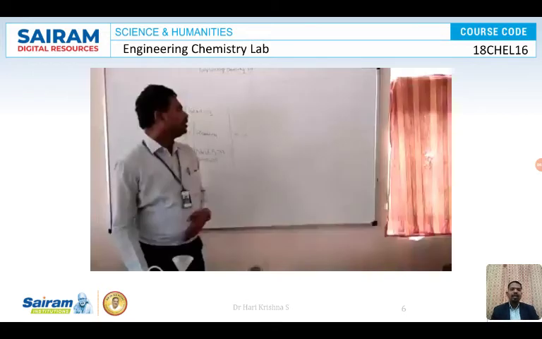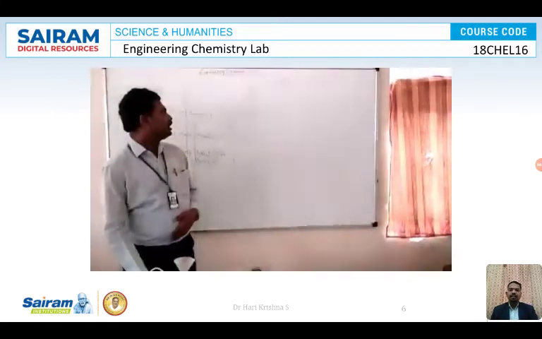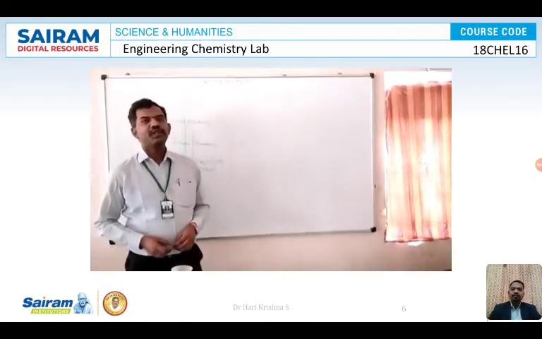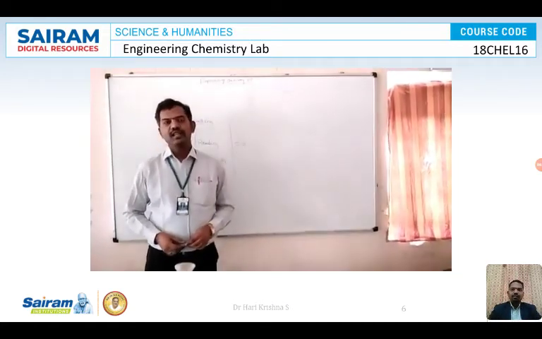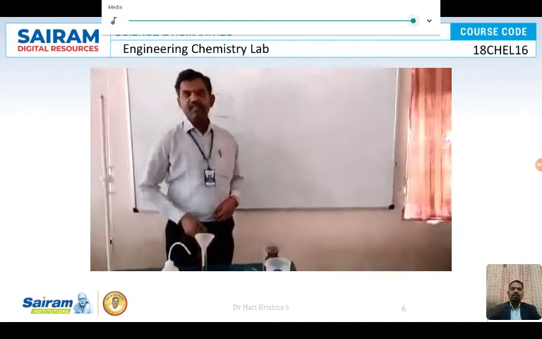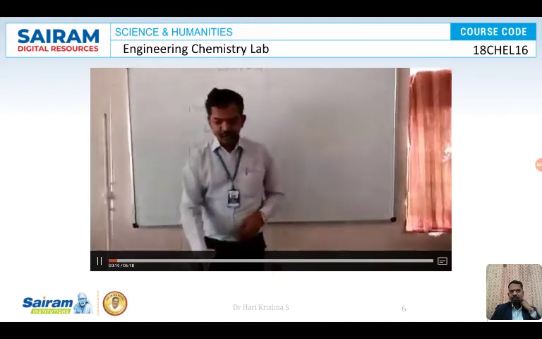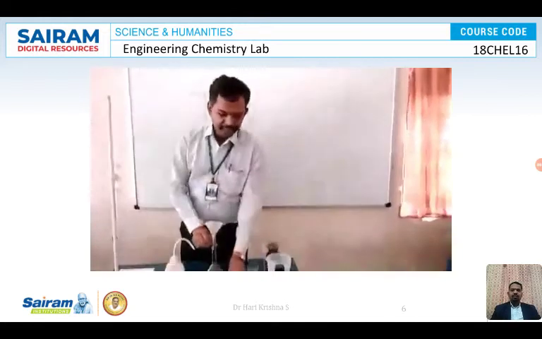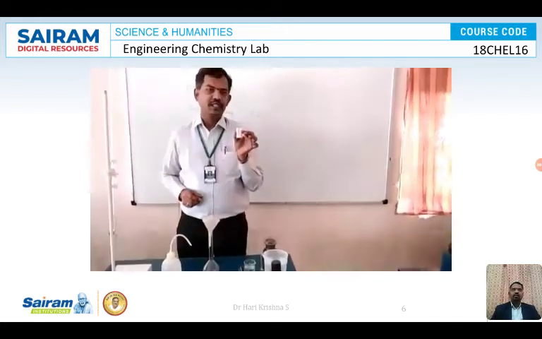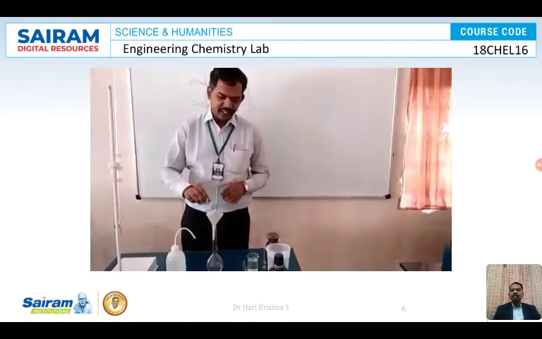So here is a small demo of the experiment. Let us see how to carry out the experiment: estimation of total hardness of the given water sample using the rapid titration method. We will be using Na2EDTA here. First we are going to prepare Na2EDTA solution. We have the Na2EDTA sample over here, with measured weight. So first we are going to prepare the standard solution like this.